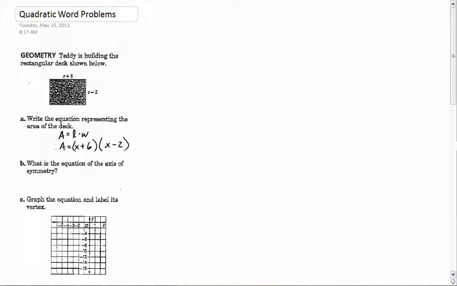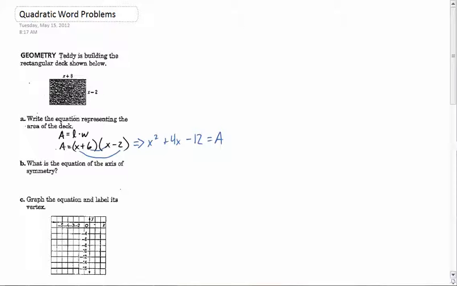Now, in order to get the equation of the axis of symmetry, we need to be in standard form. So we're going to go ahead and take this and we're going to FOIL it out, which gives us x squared, and then plus 6x minus 2x will be plus 4x, and then 6 times negative 2 is negative 12. And of course, that's still equal to the area.